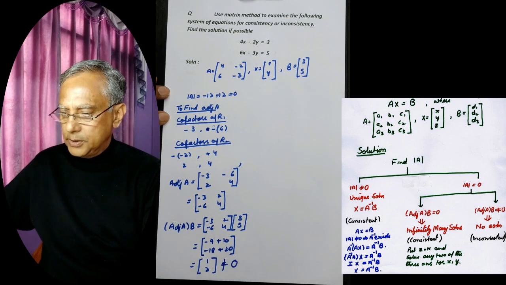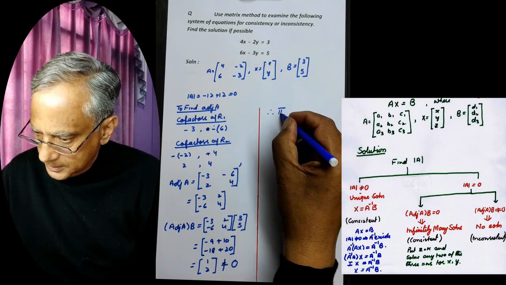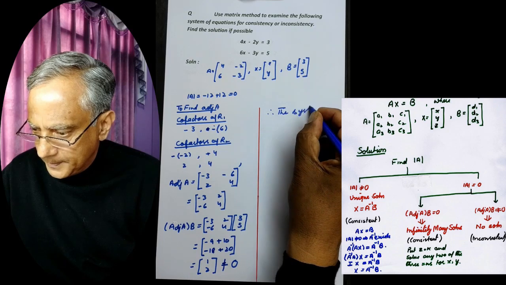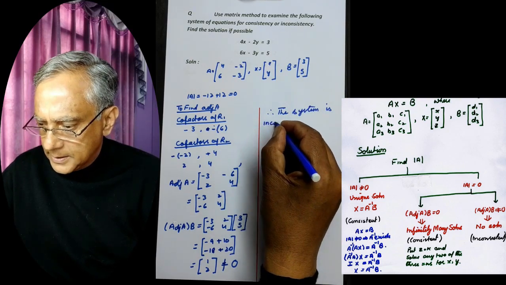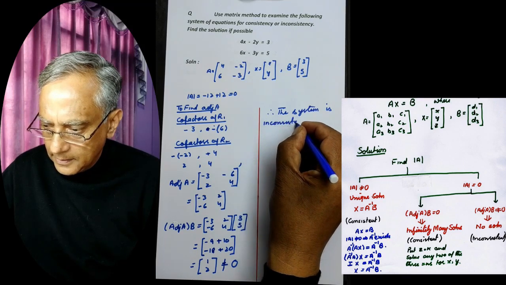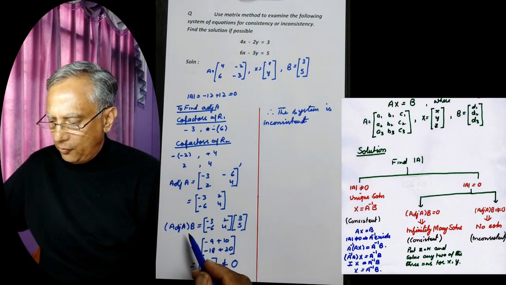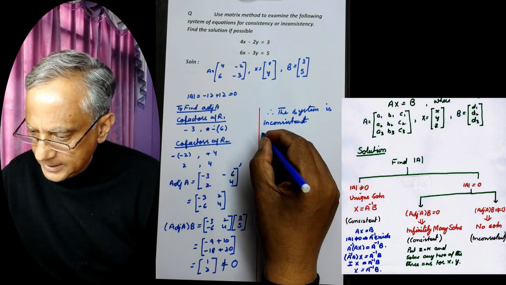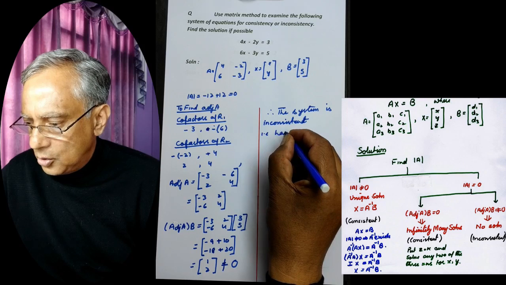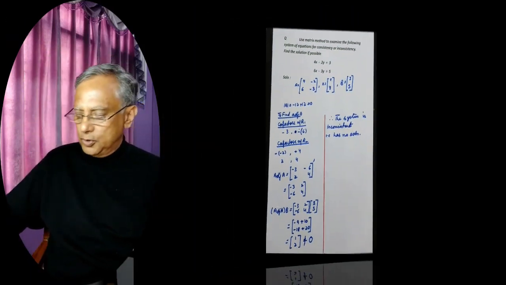Not equal to 0. Therefore, the system is inconsistent because adjoint of A into B is not equal to 0, and therefore the system is inconsistent. That is, it has no solution. The given system has no solution.